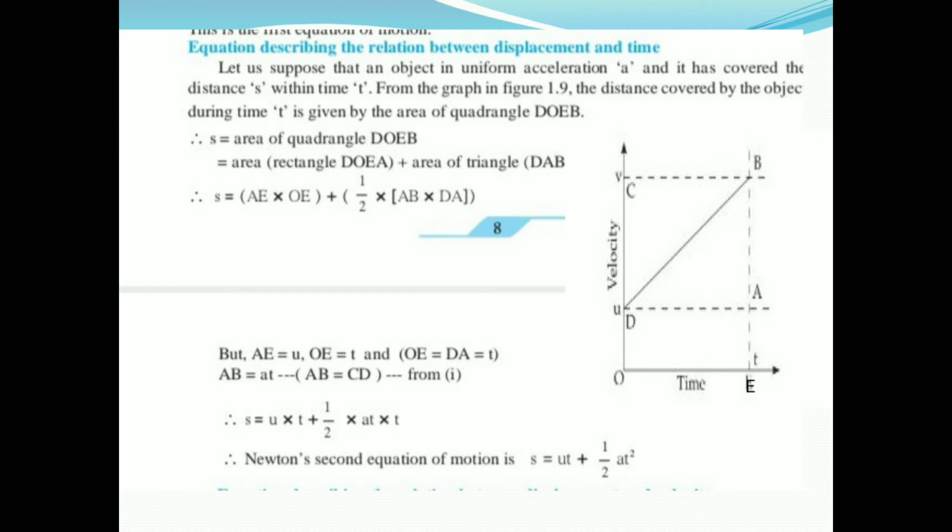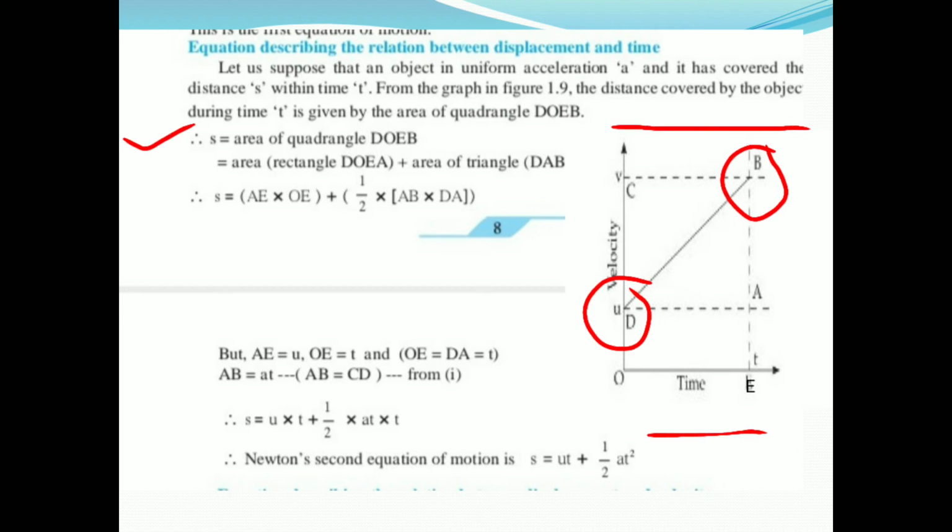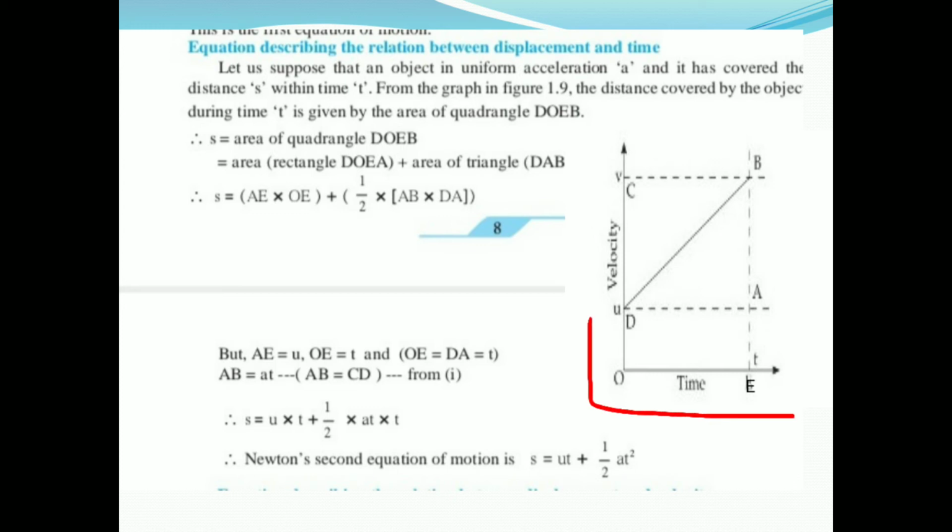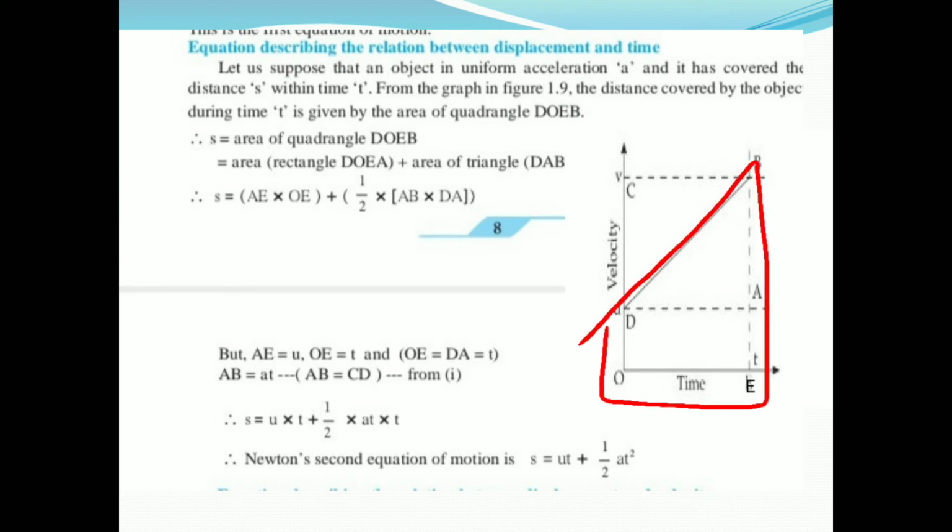Equation describing the relation between displacement and time. We are using the same graph, where D is the initial point and B is the final point. Therefore we can say an object covers the distance from D to B. The distance covered by an object during time t can be given by the area of the quadrilateral DOEB. This quadrilateral gives the distance traveled by the object.